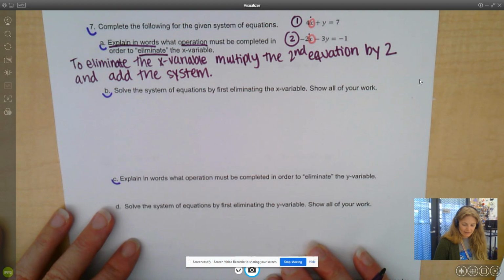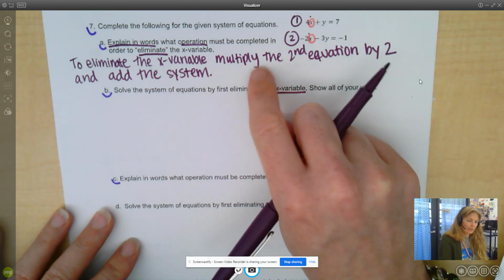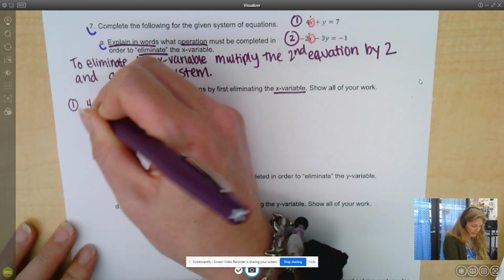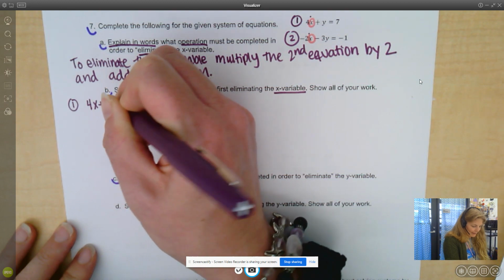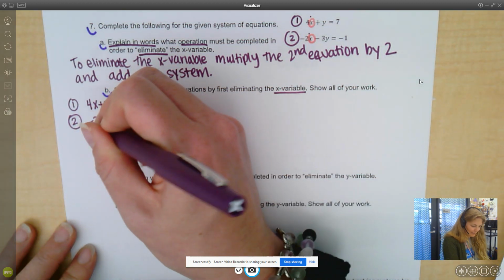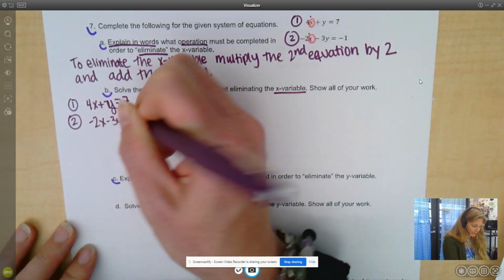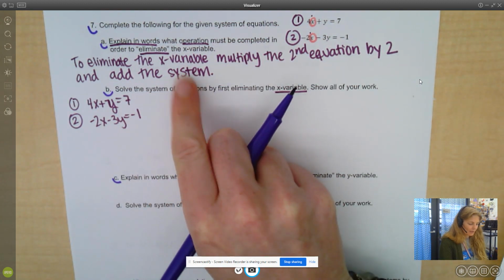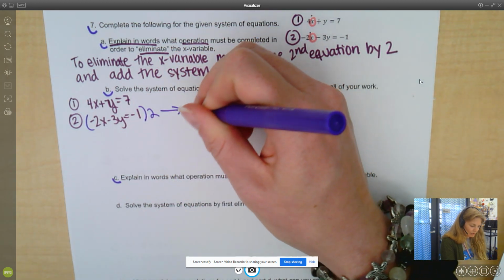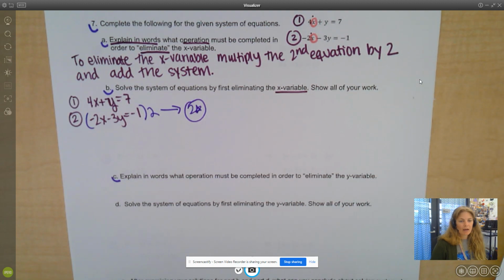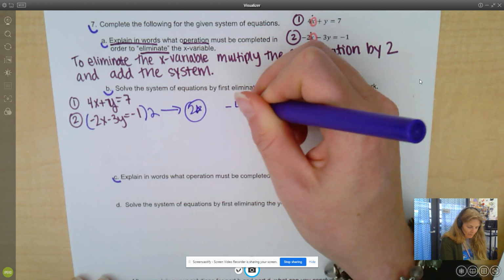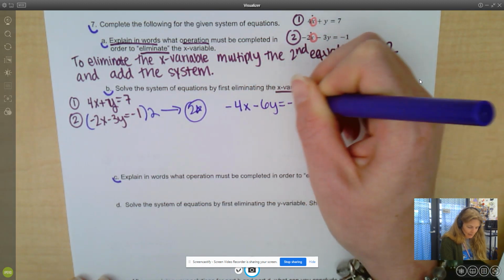Okay, part B says solve the system of equations by eliminating the x variable. So following what we said up here, I'm going to write equation 1, 4x plus y is equal to 7. Make sure to write them down correctly. And equation 2, -2x minus 3y is equal to -1. From here, we said we're going to multiply the second equation by 2. Sometimes I like to call this 2 star, so I know it's the same as 2, but it's a multiple of it. So here I would get -4x minus 6y is equal to -2.